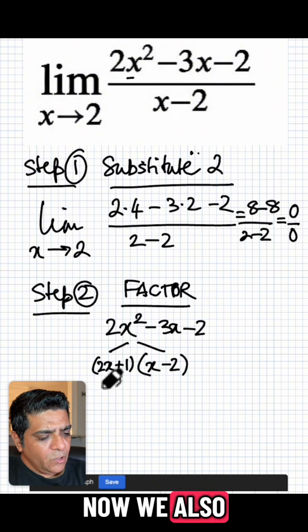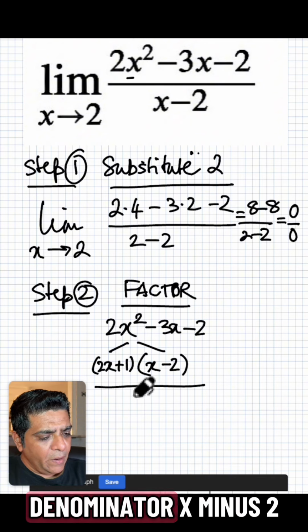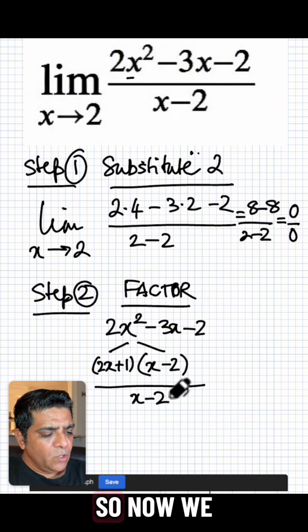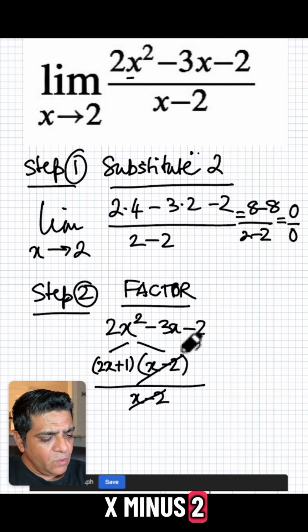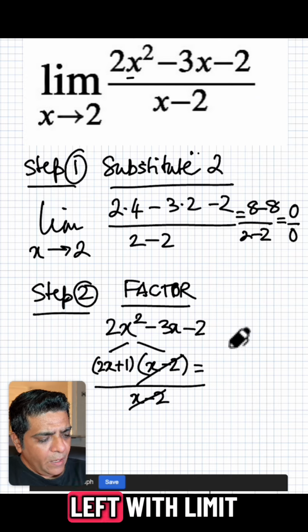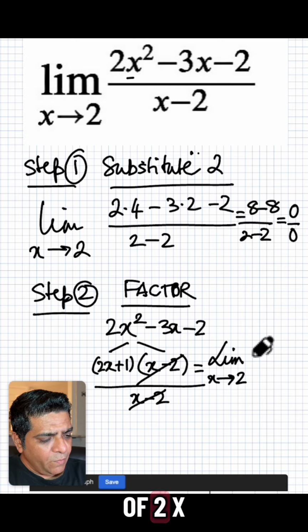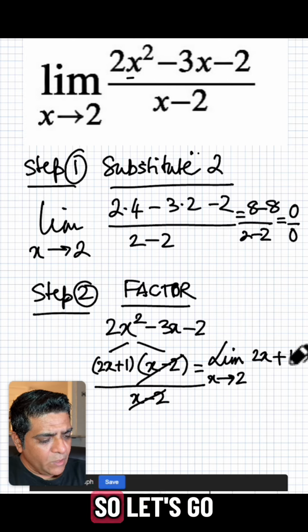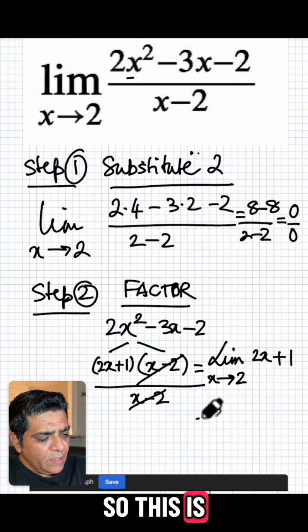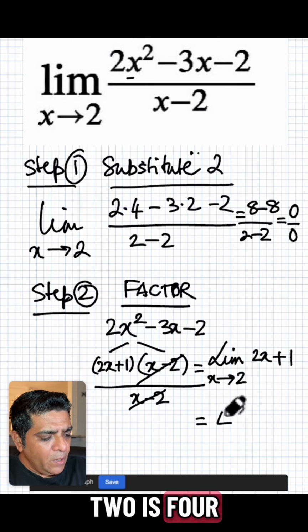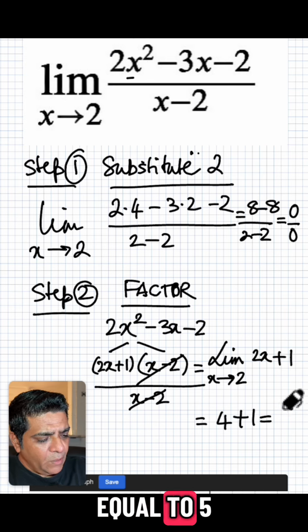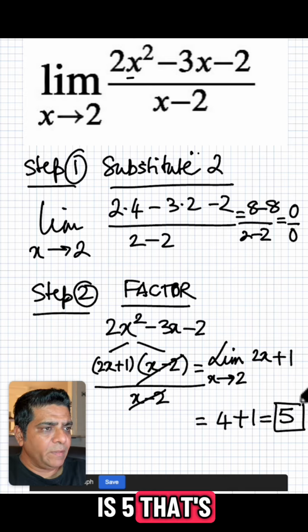Now we also have x minus 2 in the denominator, so we can go ahead and cancel the x minus 2. We are left with the limit as x approaches 2 of 2x plus 1. Let's go ahead and substitute now. This is going to be equal to 2 times 2 is 4, plus 1, is equal to 5. So our limit is 5. That's going to be our answer.